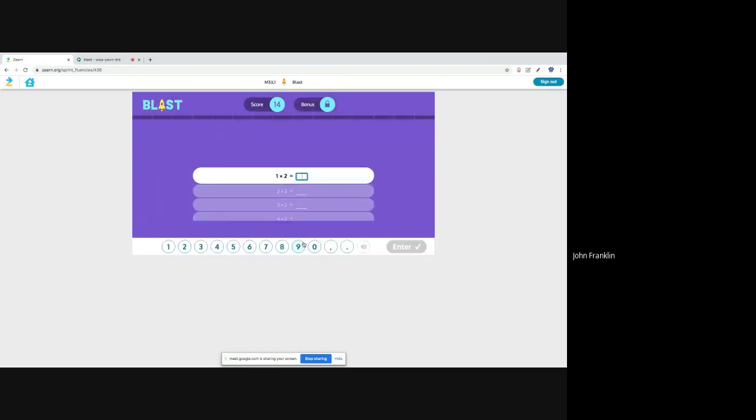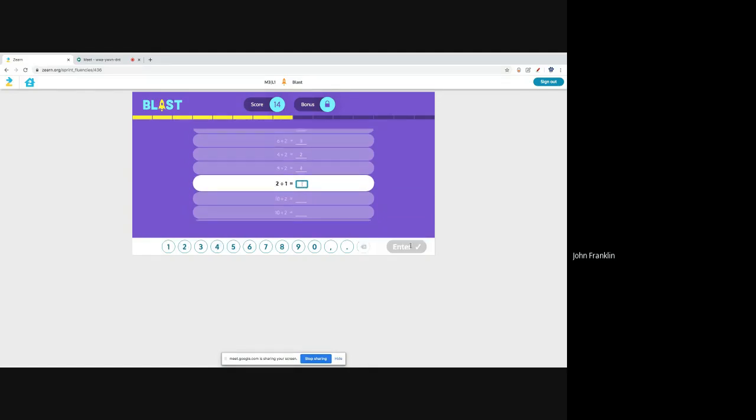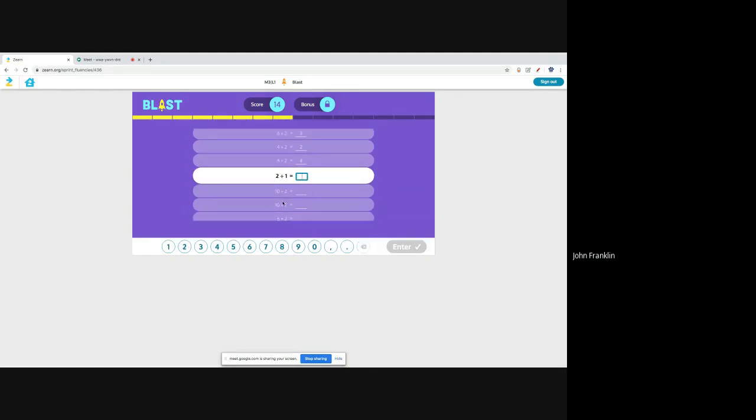Blast off. 1 times 2 is 2. 2 times 2 is 4. 3 times 2 is 6. 4 times 2 is 8. 5 times 2 is 10. 6 divided by 2 is 3. 4 divided by 2 is 2. 8 divided by 2 is 4. 2 divided by 1 is 2. 10 divided by 2 is 5.